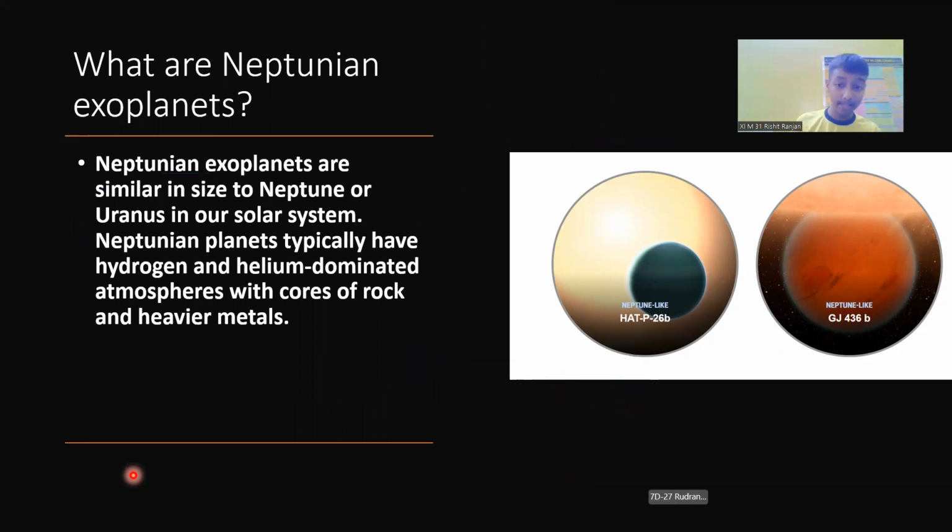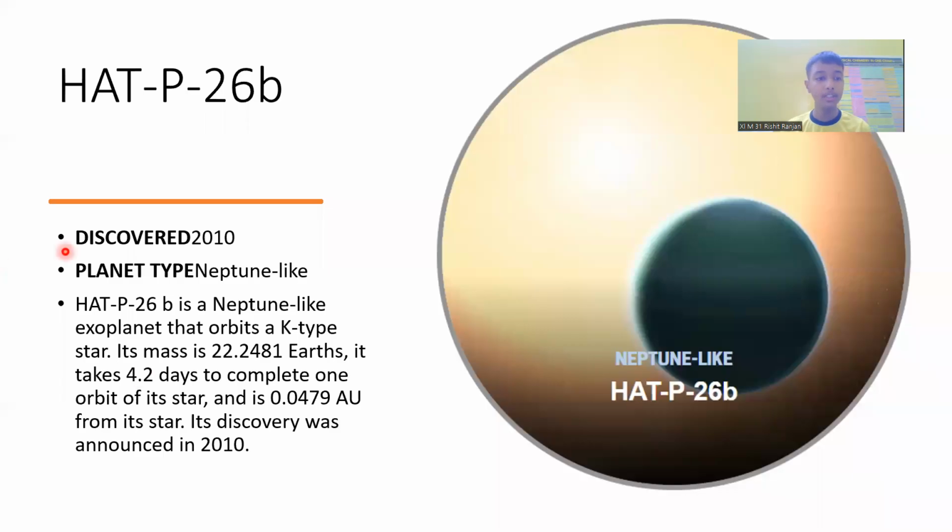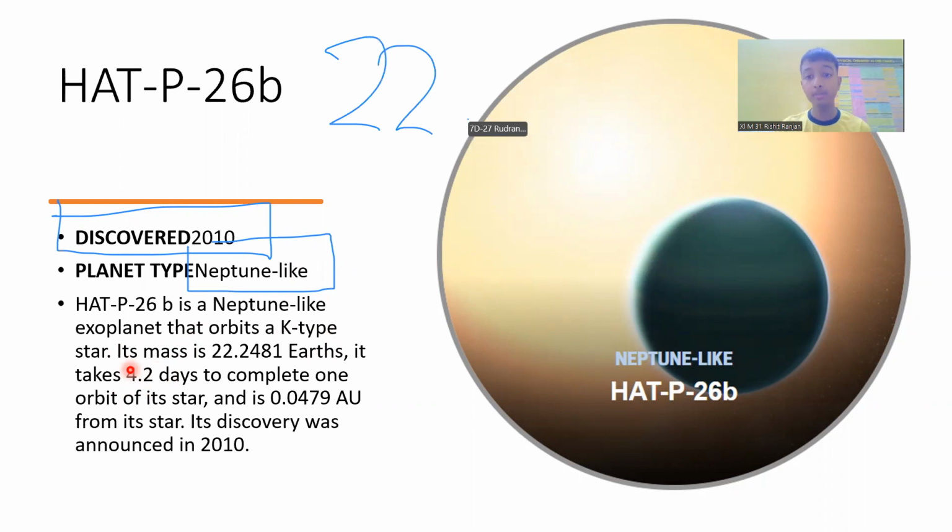Now let's go to an example, which is HAT-P-26b. Another example is GJ 436b, but we will learn about HAT-P-26b. HAT-P-26b was discovered in the year 2010. The planet type, as I said, is a Neptune-like exoplanet. HAT-P-26b is a Neptune-like exoplanet that orbits a K-type star. We'll learn about the types of stars afterwards. Its mass is 22.24 times that of Earth. So it is 22.24 times more massive than Earth.